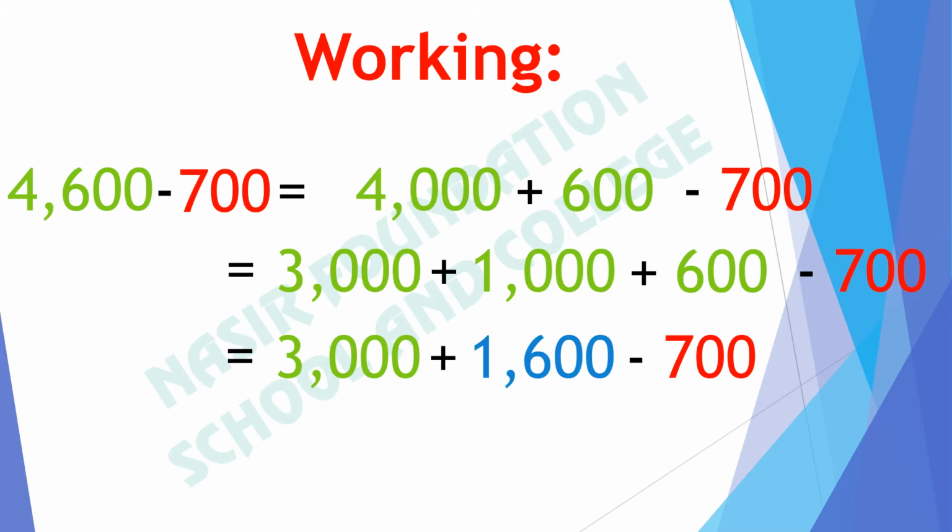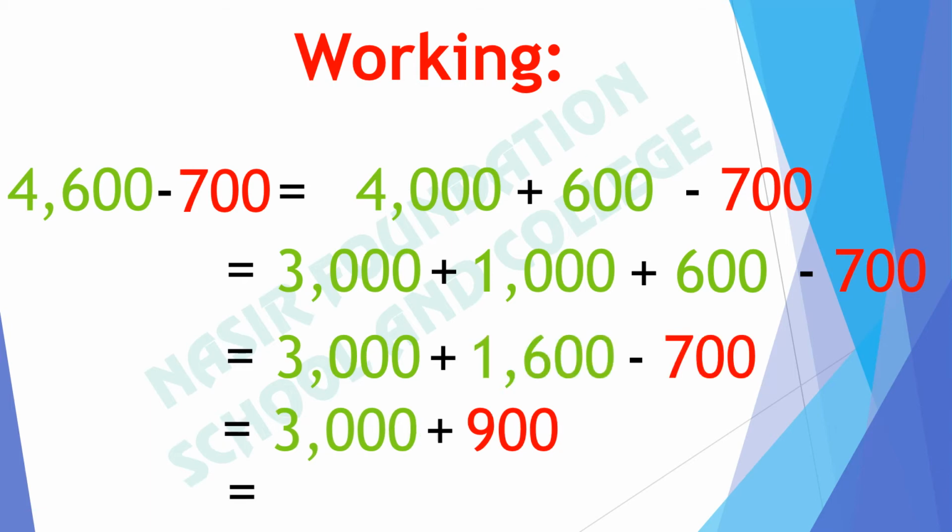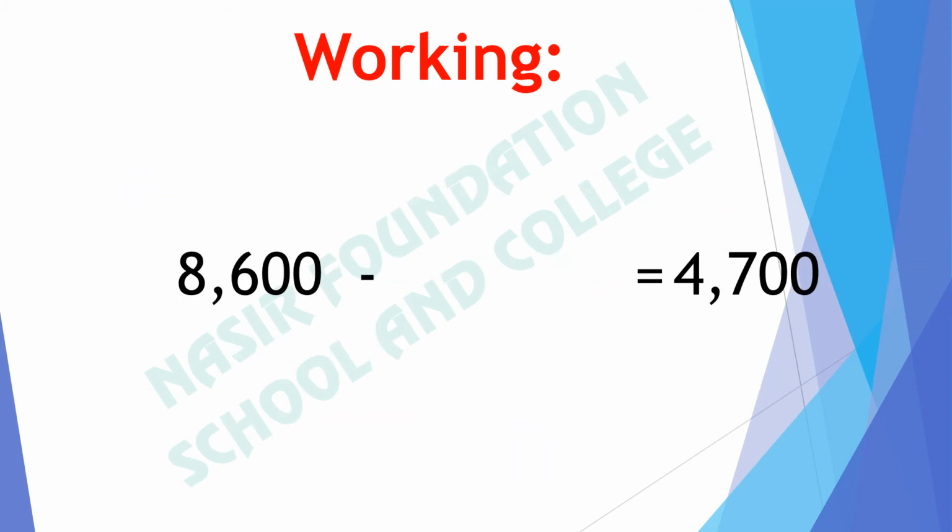Now from 1600 we can easily subtract 700, and here we are left with 900. If we subtract 700 from 1600, we are left with 900. Now we will add 3000 and 900. That makes 3900. It means if we subtract 3900 from 8600, we get 4700.